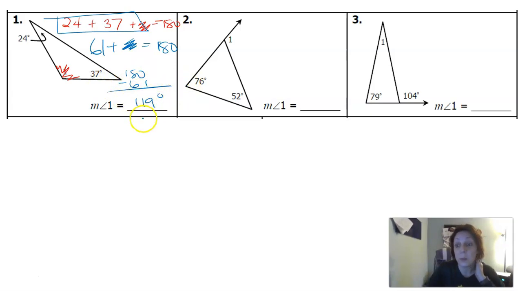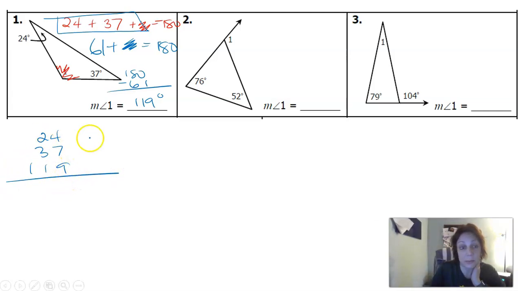119 degrees. And we can always check ourselves by just adding up the three angles that I have. So what I'm saying now is that my three angles are 24, 37, and 119. If you can't add those and get exactly 180, you're in trouble. Okay, so let's see, 9 plus 7 is 16, plus 4 is 20, so carry the 2, 4, 5, 6, 7, 8. There we go. Check. Right? That's got to be 119 because they have to add up to 180.